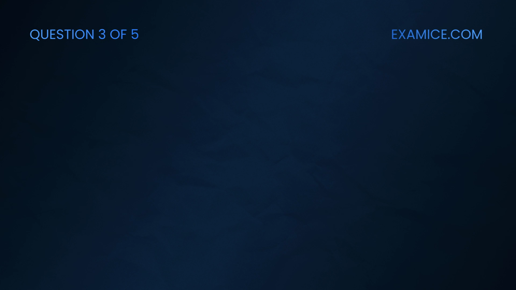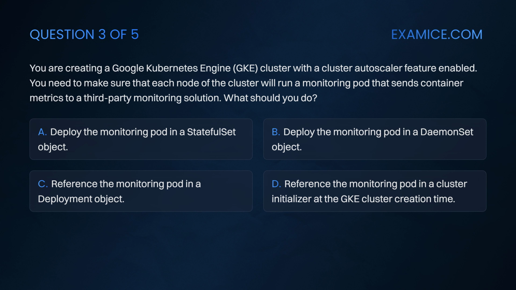Question 3. You are creating a Google Kubernetes Engine cluster with a cluster autoscaler feature enabled. You need to make sure that each node of the cluster will run a monitoring pod that sends container metrics to a third-party monitoring solution. What should you do? Option A. Deploy the monitoring pod in a stateful set object. Option B. Deploy the monitoring pod in a daemon set object.